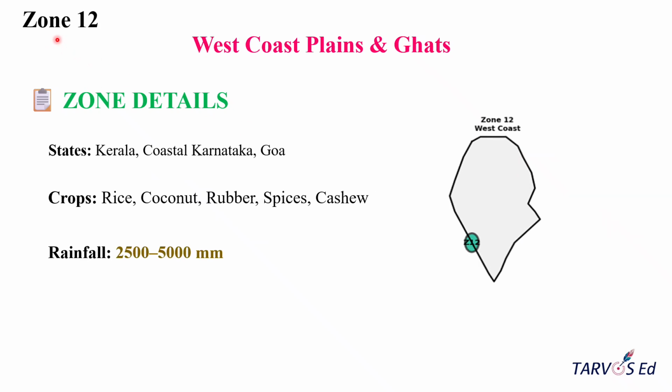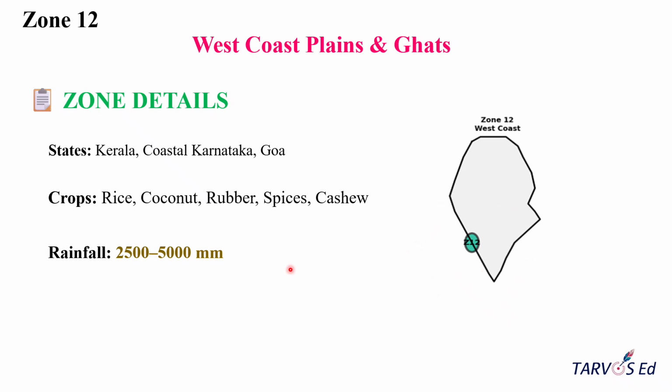And now moving on to zone 12, west coast plain and Ghats. This one covers the western side, where Kerala and Karnataka come. So the states covered are Kerala, coastal Karnataka, and Goa. This zone gets very high rainfall, between 2,500 to 5,000 mm annually, due to the Western Ghats blocking the southwest monsoon.